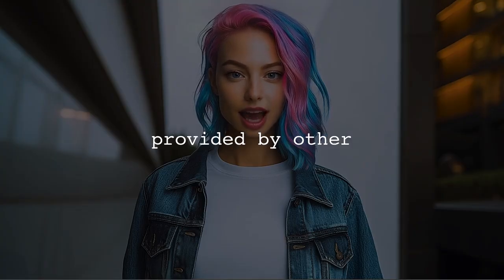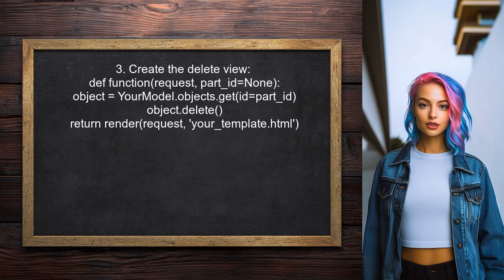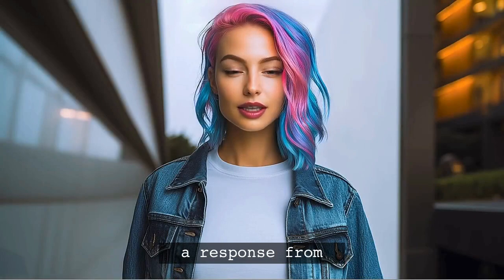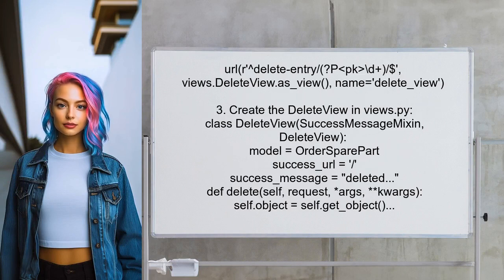Now let's look at the answers provided by other users. An alternative solution provided by another user suggests modifying the delete button in your template. They recommend passing the spare parts ID to the delete view URL. This can be done by updating the anchor tag to include the parts ID. Now let's see a response from a different user. An alternative solution suggests using a form tag within your table to create a delete button for each spare part. This form will send a post request to a delete view when the button is clicked.